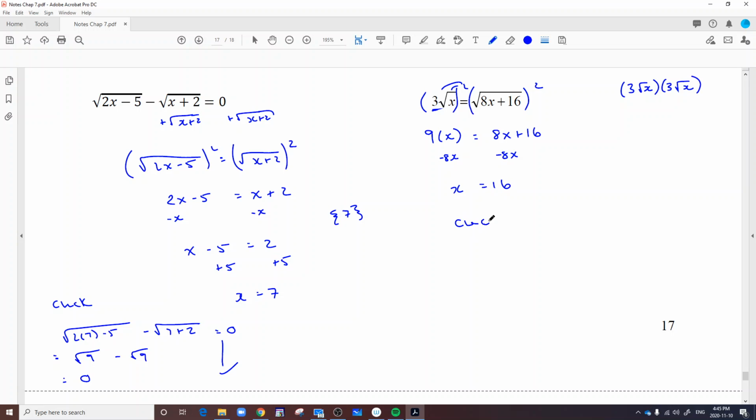Then I'm going to check. I've got 3 times the square root of 16. Is that equal to the square root of 8 times 16 plus 16? This is 3 times 4 is 12. This is the square root of 144, right? 8 times 16 plus 16 is 144, which is also 12. So my solution is 16.